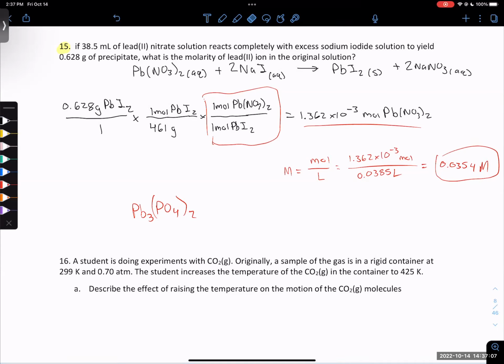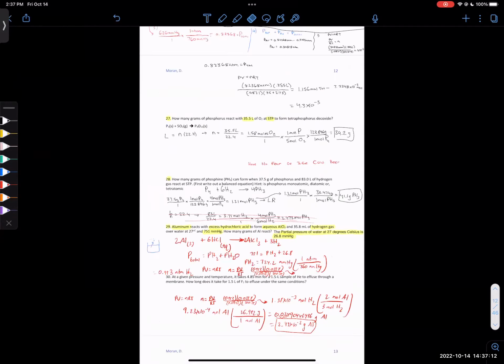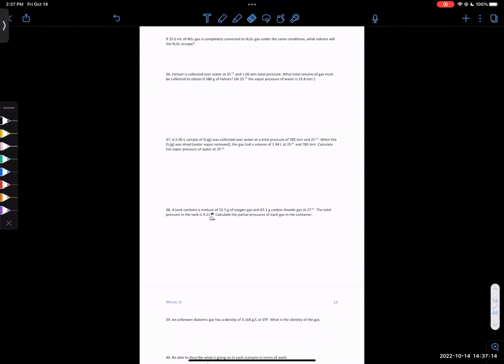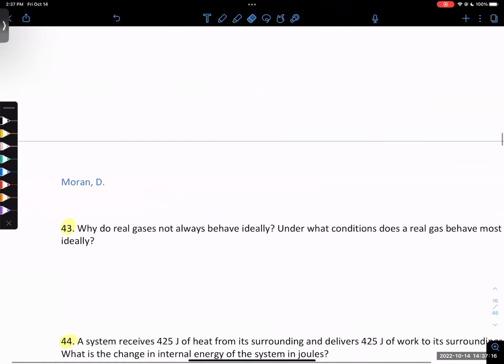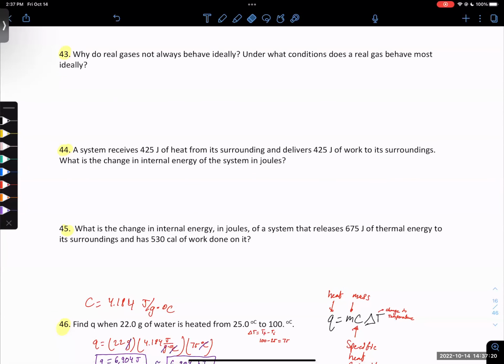Okay, awesome. Now, the next question I wanted to do was, I think it goes straight to, no, there's one gas problem. Okay, 43. Why do real gases not behave ideally? What do we know about the postulates of ideal gases? There was 5 of them. Name one, someone.